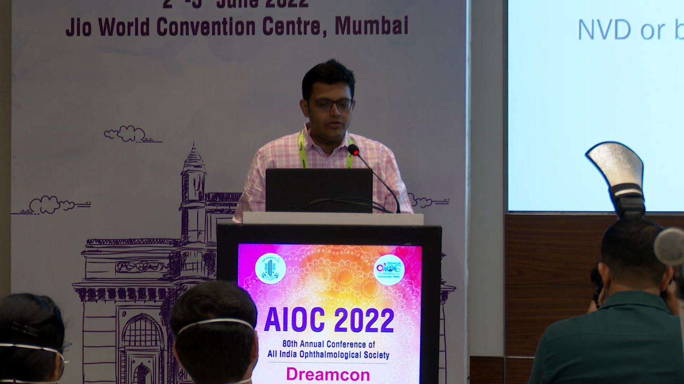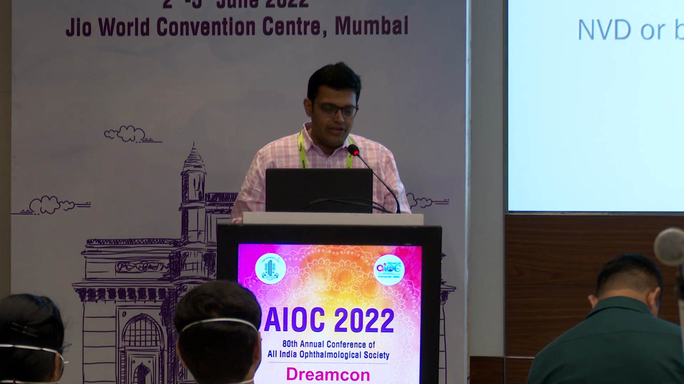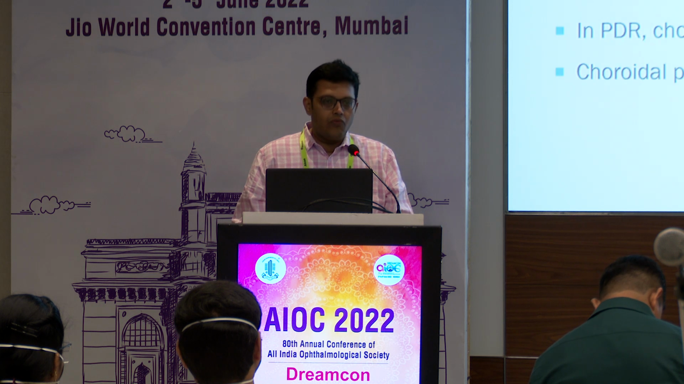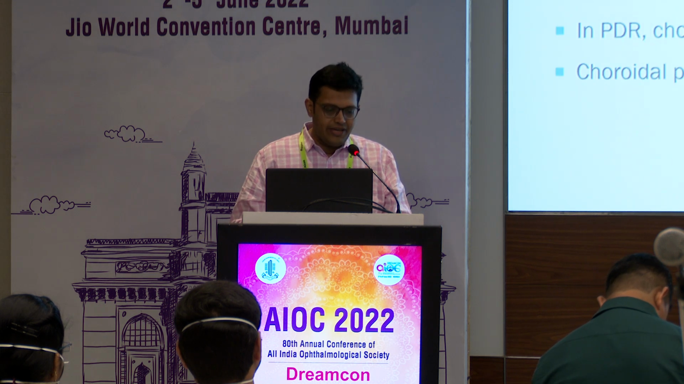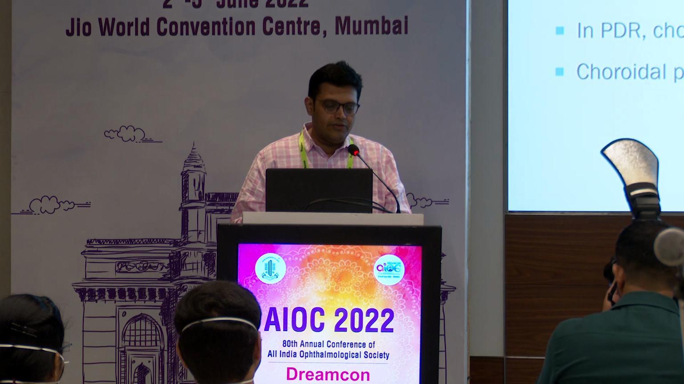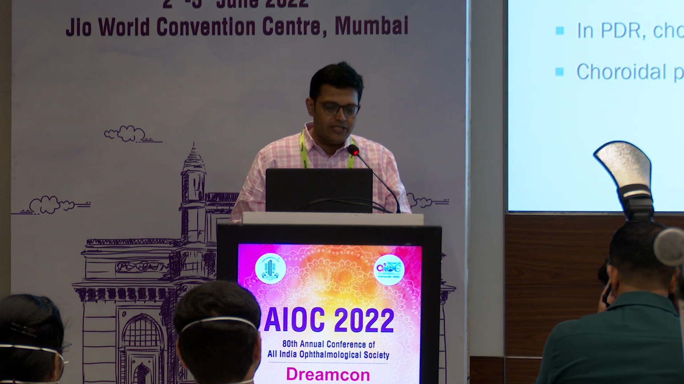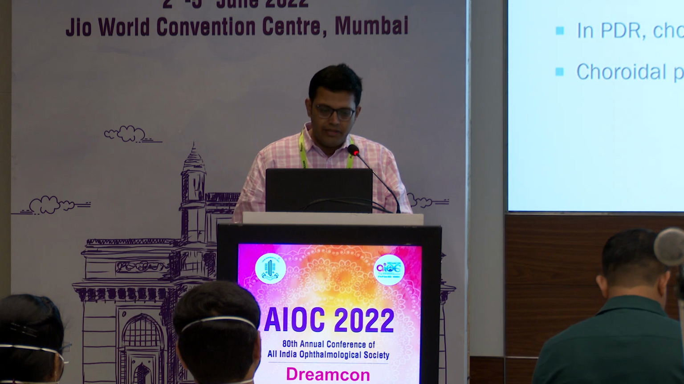The hallmark for diagnosis of PDR is the identification of an NVE or NVD or both. Now, foveal NVE in PDR cases is a very rare finding, and the reason why the fovea is usually spared is because it's an avascular structure. It does not have any retinal capillaries and is primarily supplied by the choriocapillaris.